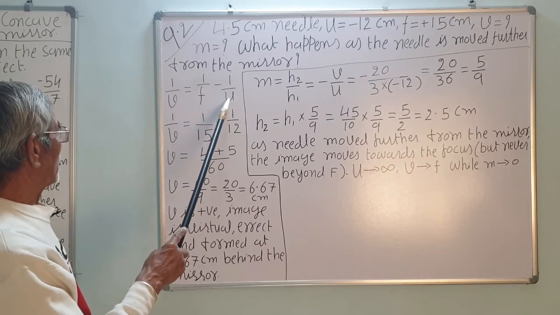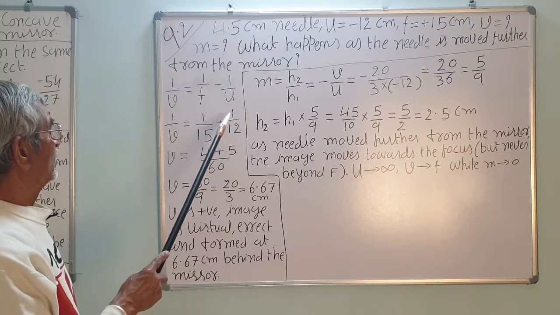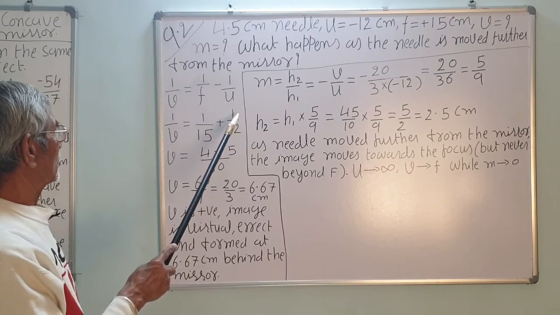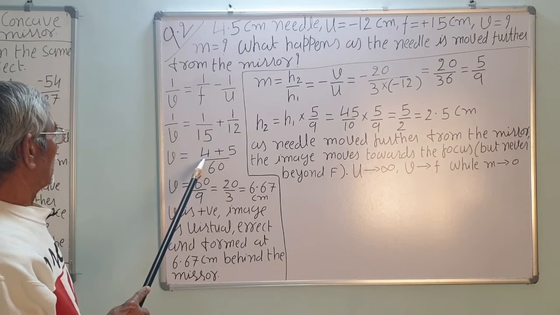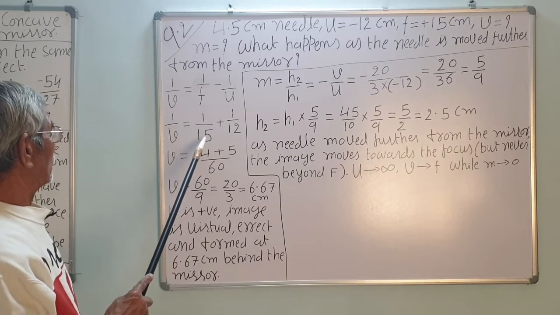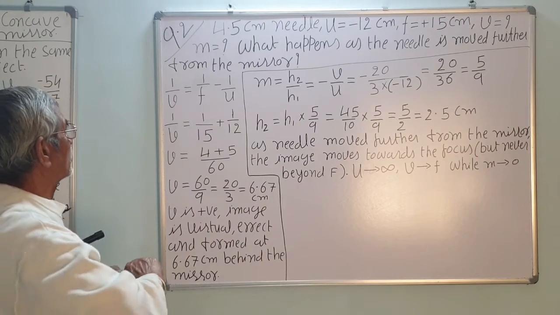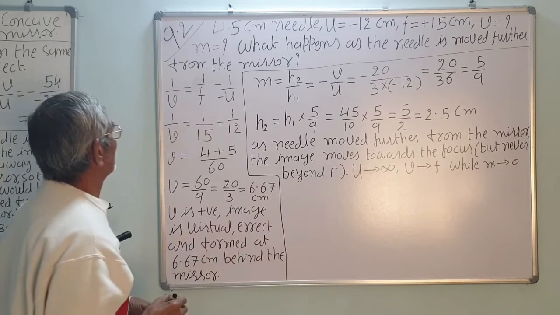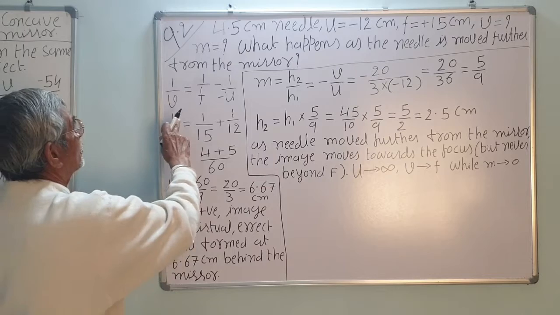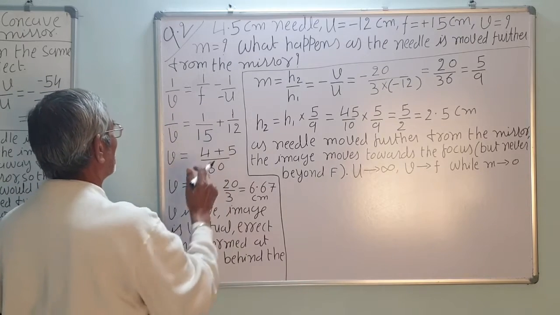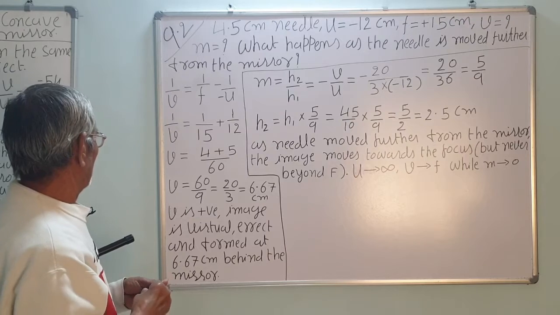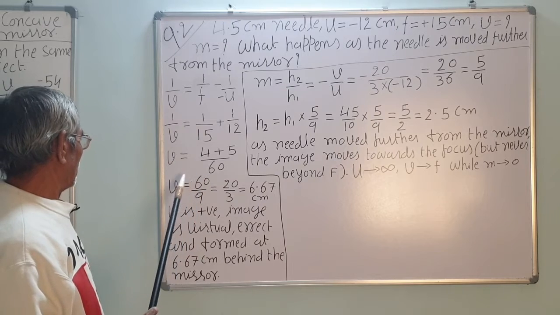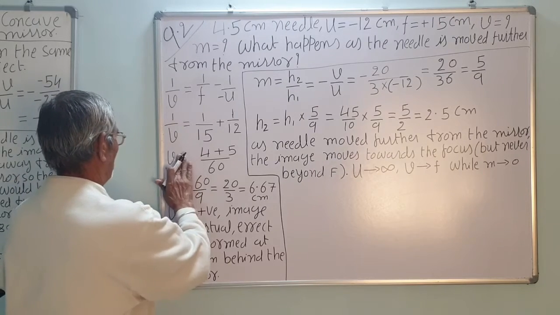This is u, and u is always minus, so minus minus plus. Remember, here I put minus, here you can put another minus, then minus minus plus. So 1 upon 12, correct? So that is equal to, LCM is 60. So this is 4 plus 5. You can put the sign here also, remember this u is always minus. So first we have used the mirror formula, you can put the sign afterwards also. Correct? So 1 upon v is equal to 4 plus 5 upon 60.